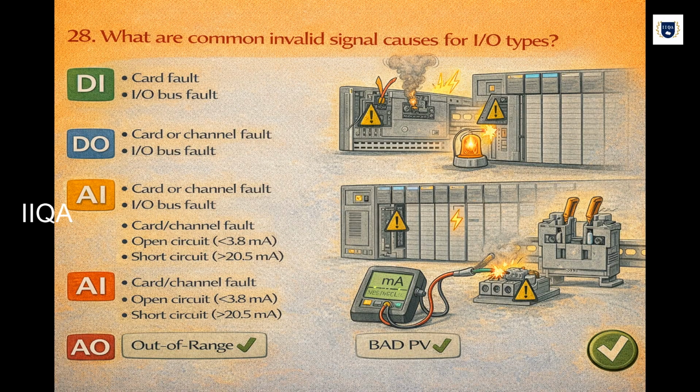What are common invalid signal causes for I/O types? DI card fault, I/O bus fault, DO card or channel fault, I/O bus fault, AI card channel fault, open circuit, less than 3.8 milliamps, short circuit, greater than 20.5 milliamps, AO card or channel fault, I/O bus fault.